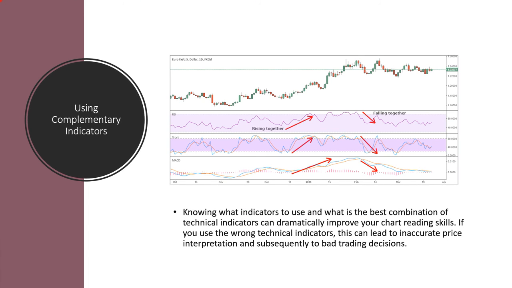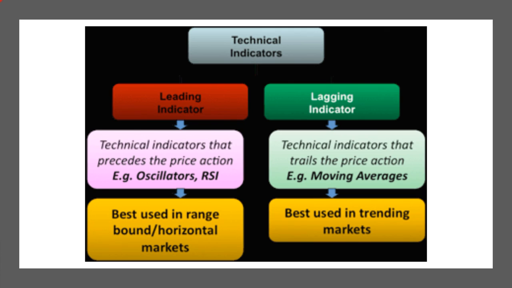Knowing what indicators to use and what is the best combination of technical indicators can dramatically improve your trading results and skills and give you better trades. If you use the wrong technical indicators, this can lead you to inaccurate price interpretation and subsequently to bad trading decisions. So remember, they break down into leading and lagging, but they all still fall within those 5 categories. I don't particularly like leading indicators because I don't want somebody to tell me what could happen. I want it to be confirmed with what did happen, but I want to know it as fast as possible.